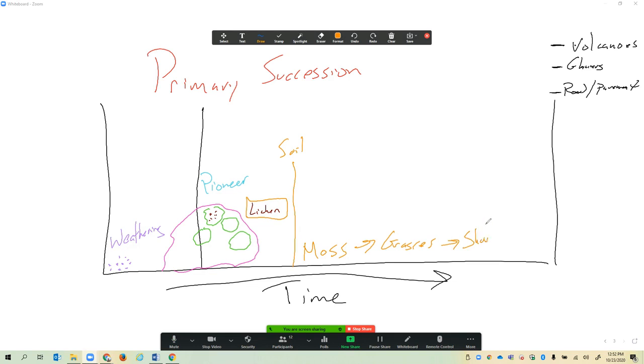shrubs, and then eventually trees. Now, when we form our trees, if you think about it, moss is low to the ground, grass is a little bit taller, shrubs a little bit taller, and then our first trees are going to emerge above here. Now, there's two real types of trees. You can have sun-loving trees, or you can have shade-tolerant trees.